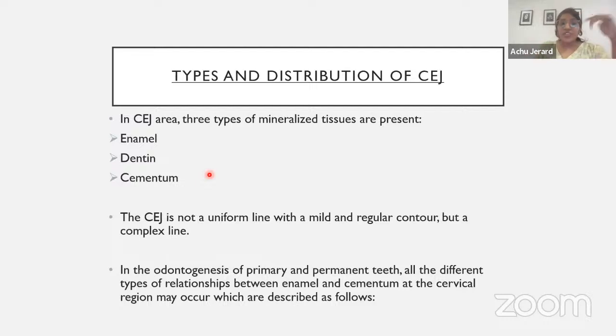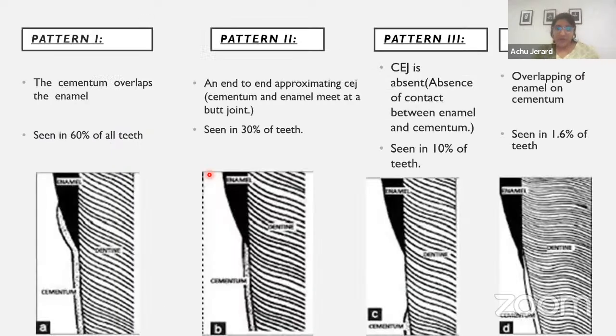So you should know which is the most common one, where the cementum overlaps enamel. This is the most common one, seen in 60% of the cases. The enamel is there, and then the cementum overlapping enamel. And the next one is pattern 2, where there is end-to-end approximation, in 30% of the cases. And the other 2, you just know that there are other 2, but you need not learn them. There is a type where it doesn't connect at all.